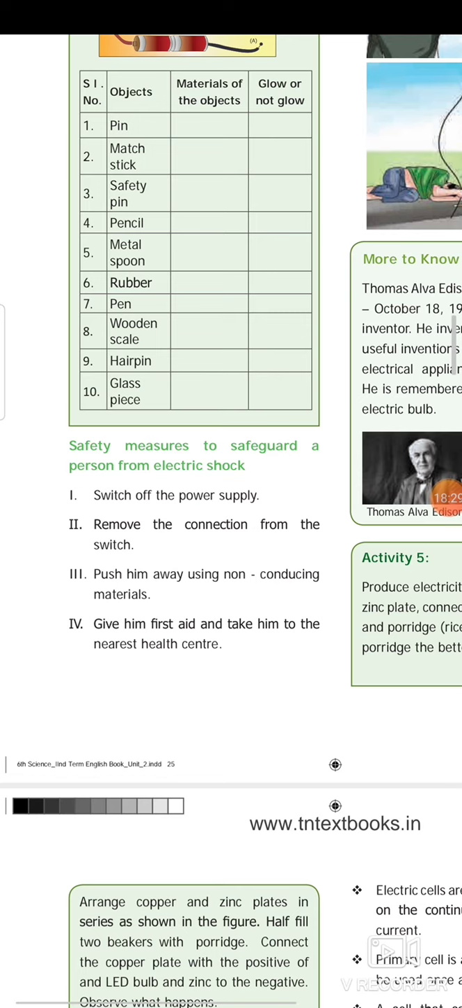Second, remove the connection from the switch. You should remove the connection from the switch. Third, push him away using non-conducting materials like wood, rubber, etc. Give him first aid and take him to the nearest health center.